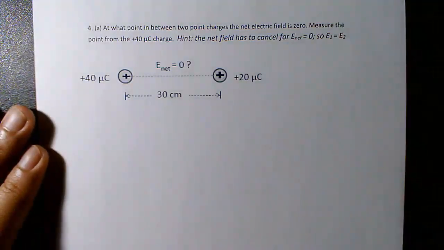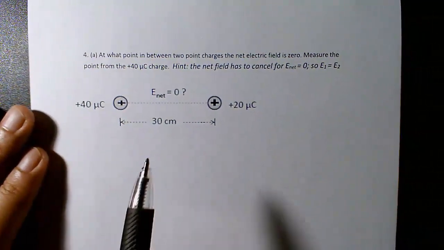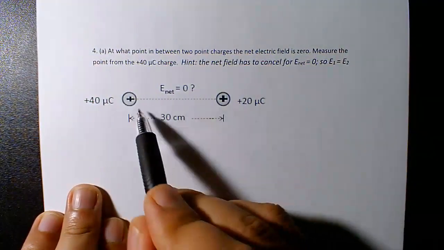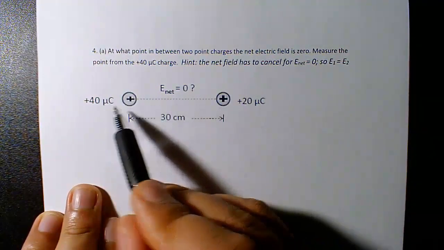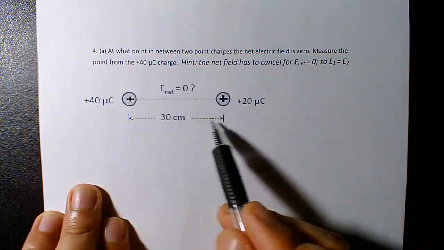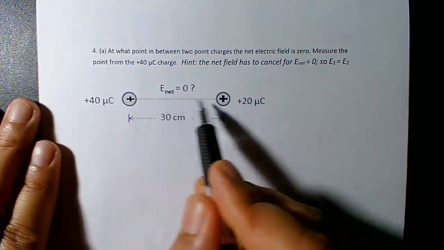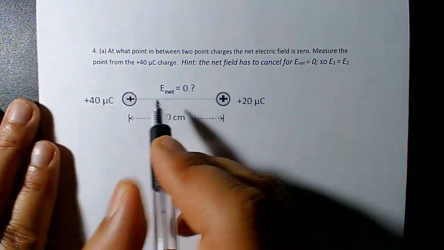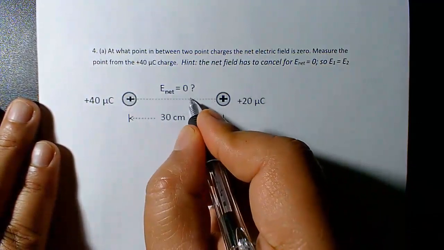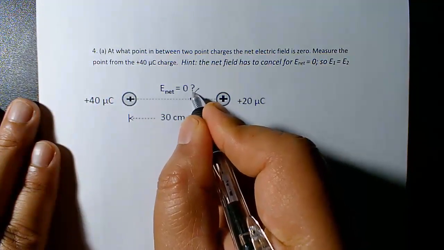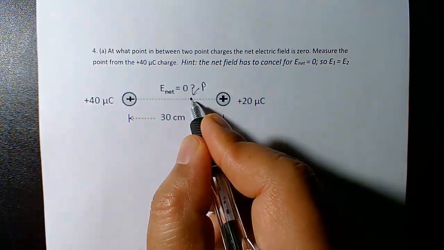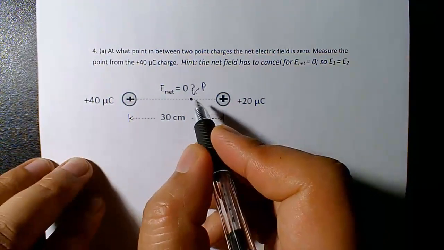Here's the next problem. You have two charges, both positive. One is 40 microcoulomb, the other is positive 20 microcoulomb. They are separated by a 30 centimeter distance. It's asking, between these two charges, find a point where the net electric field is zero. So first let's assume that this is the point, let's say point P, where the net electric field is zero. Why is there a chance that the net electric field is zero? Because of the cancellation of the electric fields.